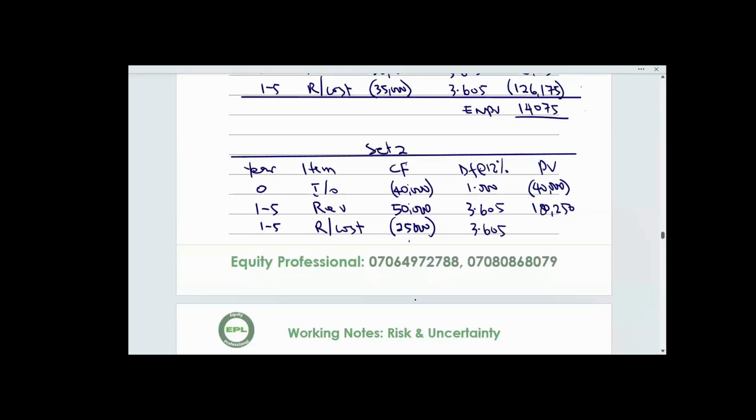So what do we have? Present value of running costs is 9,125. Final answer: 55,125. That's the expected NPV for set 2. We then move to set 3.